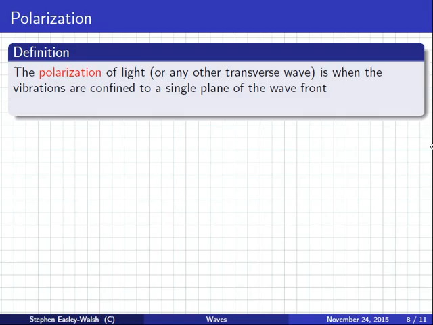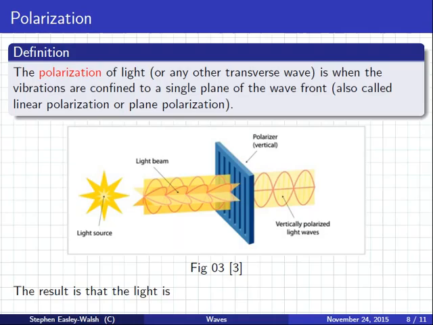Okay. Right. So some definitions. Polarization. Now, wait. Don't write it down yet, because I need you to understand it before you write it down, okay? Polarization of light or any other transverse wave, but it's usually light, is when the vibrations are confined to a single plane of the wavefront, also called linear polarization or plane polarization. So look, this needs a picture to explain it, okay? So let me explain it here.